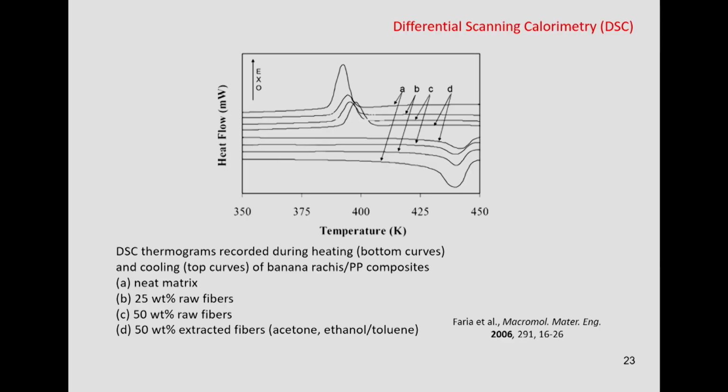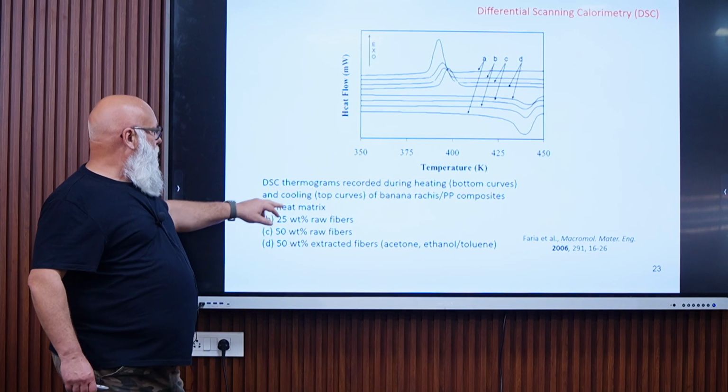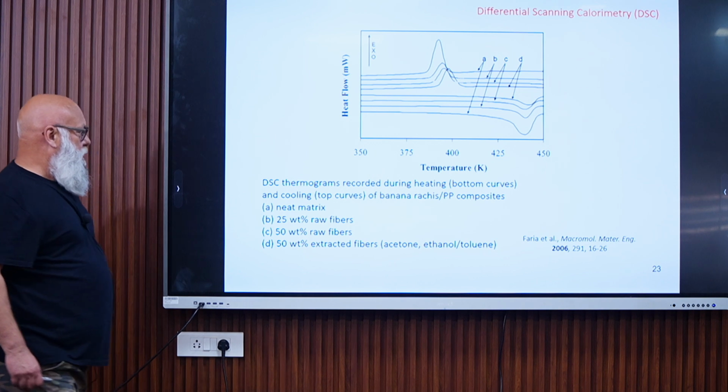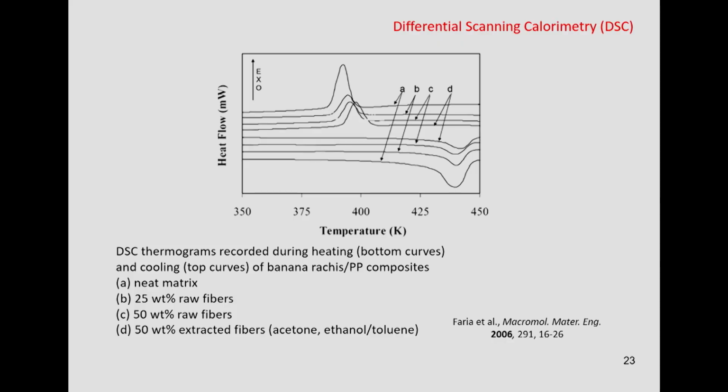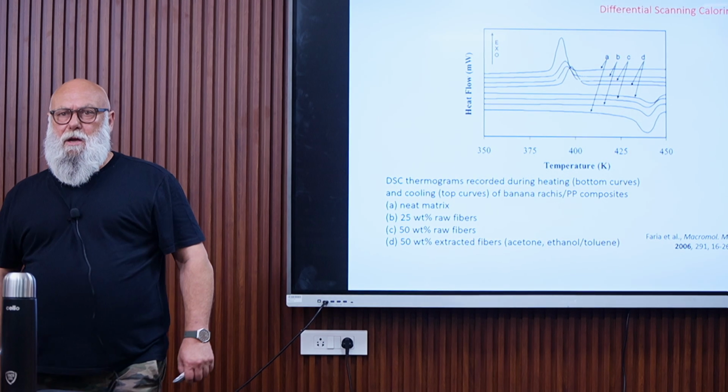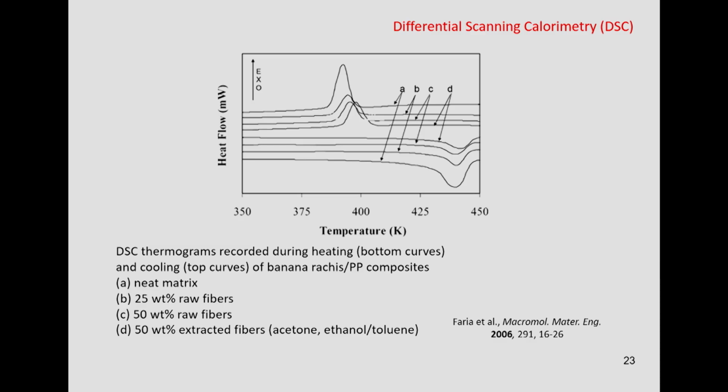Yes, so this is just to show you. I think I will pass the next slide because I remember that we already saw this. DSC thermogram record during heating, so the bottom curve, and cooling, top curve, of banana rashi polypropylene composite. So A corresponds to the neat matrix, B 25% raw fiber, C 50% raw fiber, and for D it's 50% extracted fibers. So different treatments have been done to remove the waxes and so on.